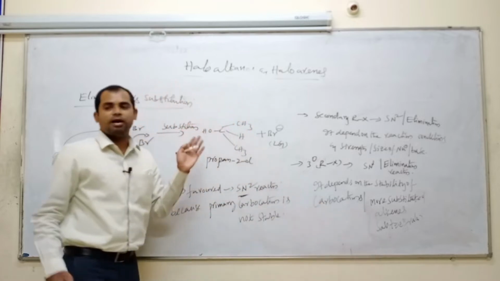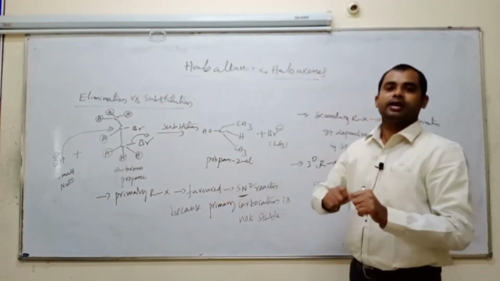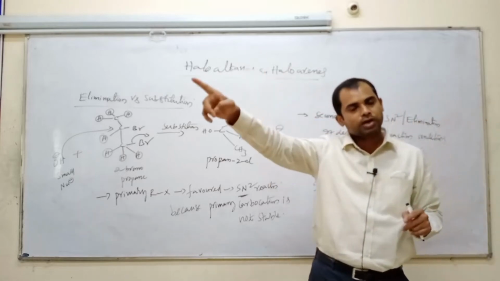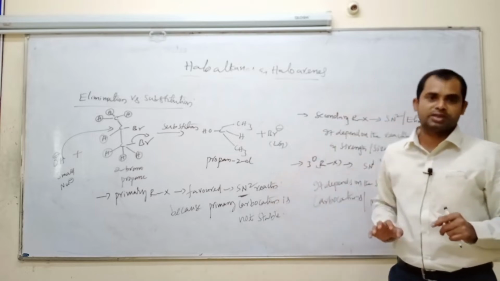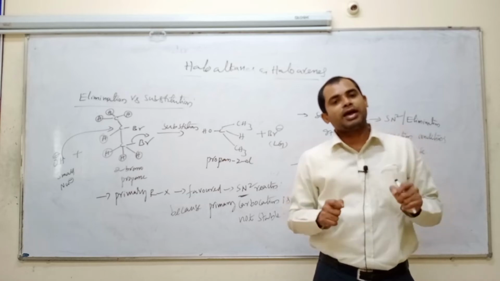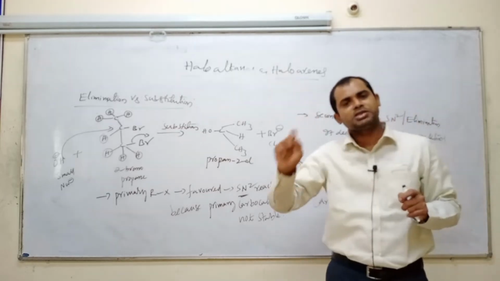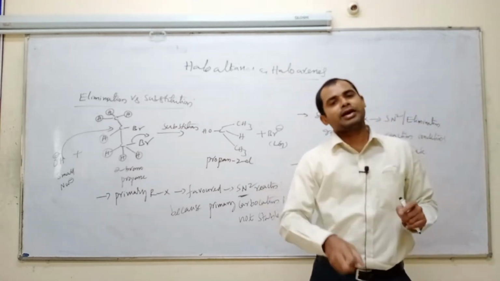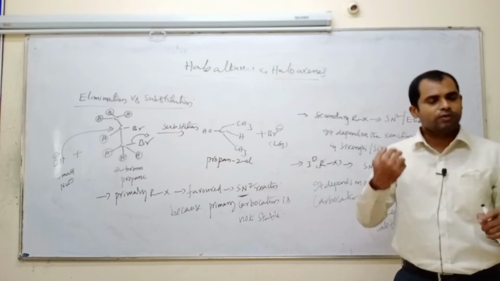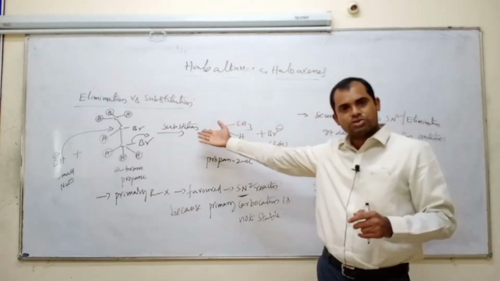That means there is a competition. How to generalize? Once an alkyl halide reacts with a base, there are two competing routes: either substitution or elimination. When the alkyl halide reacts with a bulkier nucleophile, it always favors the elimination reaction. If the alkyl halide reacts with a small nucleophile or base, the small size nucleophile always favors substitution.